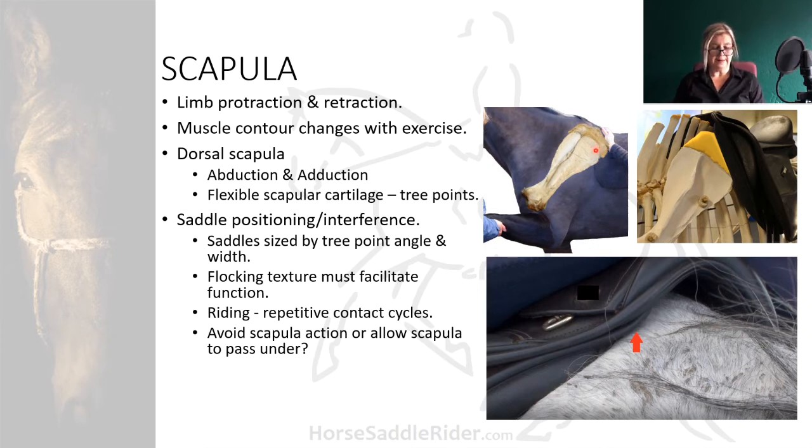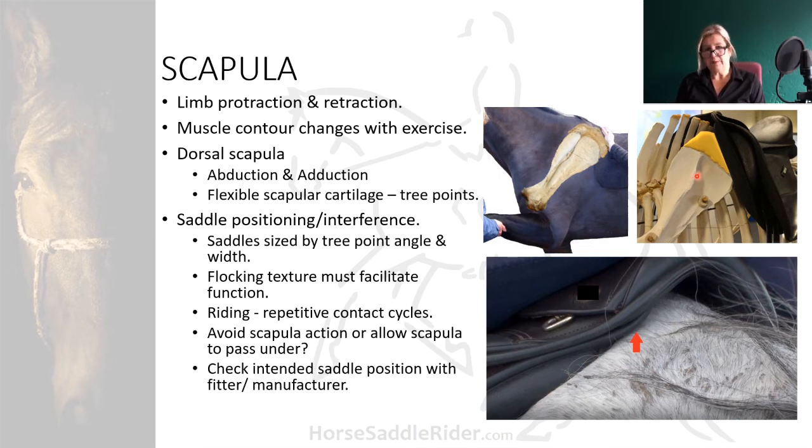In the second example, the rotating scapulae will pass under the front of the saddle. The flocking would protect the scapula from the tree points, and tree points tend to be longer in this saddle design. Both require equally careful placement to ensure that they are fitted as the manufacturer intended, or the scapula would become injured.